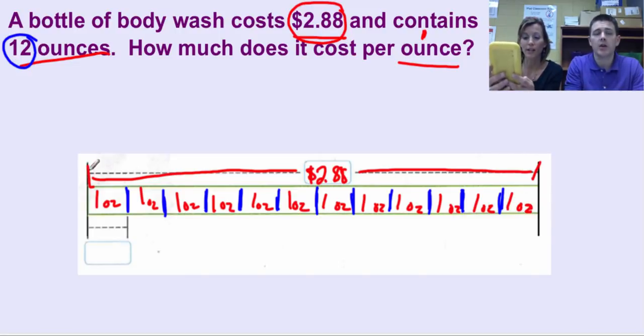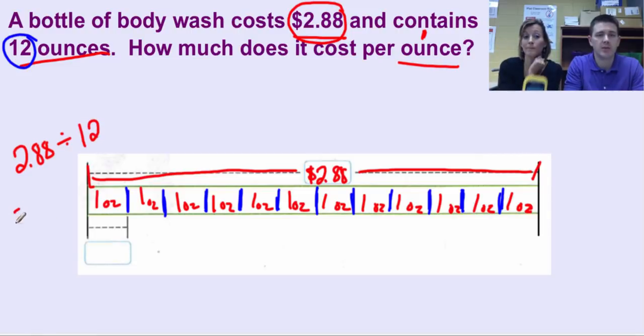Then you pick up your calculator, which helps you see what math you need to do. We want to take $2.88 and divide it by 12. And that's where our calculator comes in.